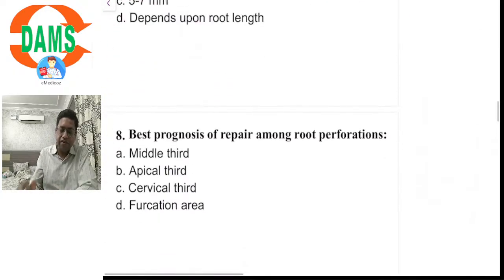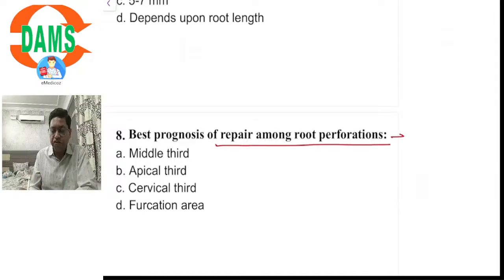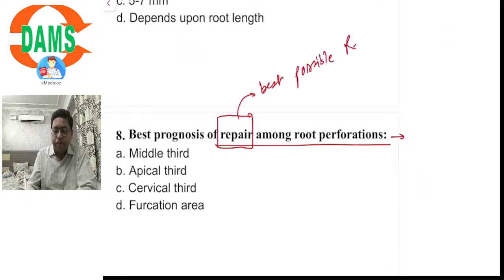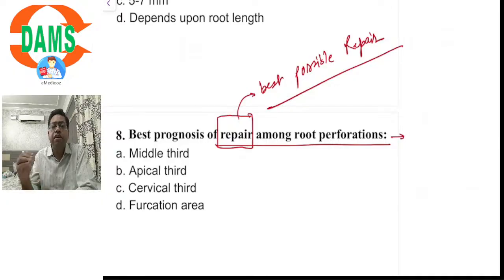millimeters. Question number 8. The best prognosis of repair among root perforations. Now, if you look at the previous question, it was asking best prognosis of which perforation. Now it is asking best prognosis of repair, means best possible repair. Which location of the perforation is most readily accessible to the clinician to apply the repair material? So it is slightly different, it is not asking you about the prognosis of the perforation site, which we have already discussed previously. It is asking about prognosis of attempting to repair the perforation. The prognosis would be best for the most accessible or approachable perforation.